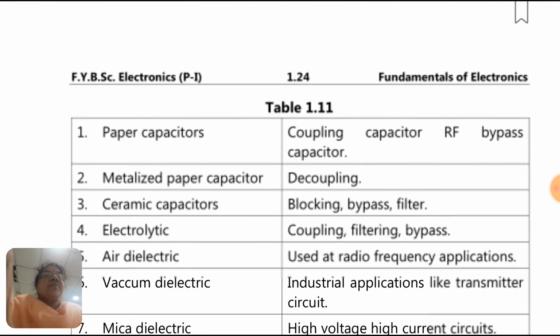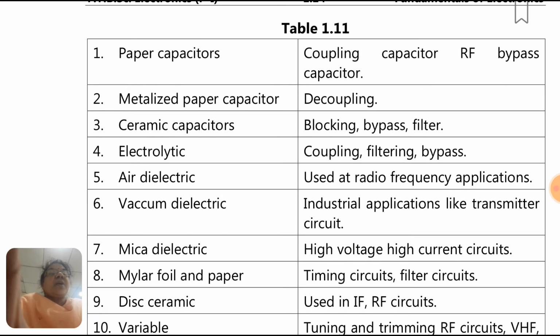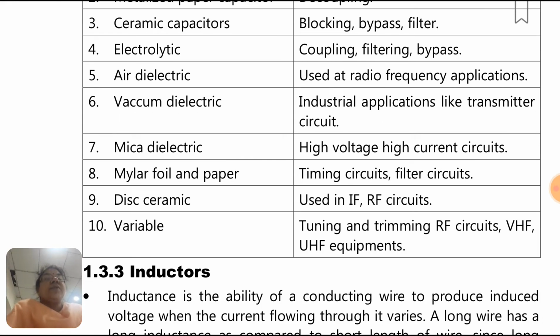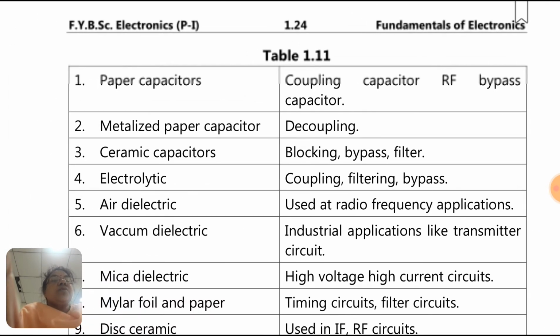Now what are the applications of each capacitor? Paper capacitor, coupling capacitor, RF bypass capacitor, metallized paper capacitor used for decoupling, ceramic capacitor used for blocking, bypass and filter circuits, electrolytic capacitors used for coupling, filtering and bypass, air dielectric used for radio frequency applications, vacuum dielectric for industrial applications like transmitter circuits, mica dielectric for high voltage high current circuits, foil and paper for timing circuits and filter circuits, disc capacitor used in IF and RF circuits, variable capacitor for tuning and trimming RF circuits, VHF and UHF equipment. So this is all about the capacitor.